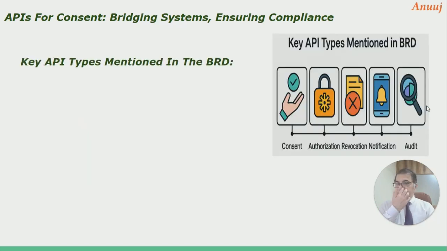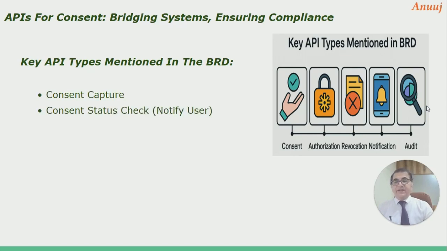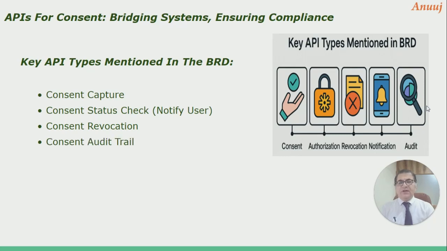So the key APIs that the BRD document has mentioned include a consent capture API where you are capturing the consent from the data principal, the consent check or status check API, and as you check the status, you should notify the user of any changes that are happening, including the fact that you have captured it. Changes might include revocation, which has a revocation API for sure, but then revocation also would change the status. So you should notify the user at that also. And finally, an audit trail should be created. And these are the four key APIs that the BRD document has mentioned in its list of APIs.